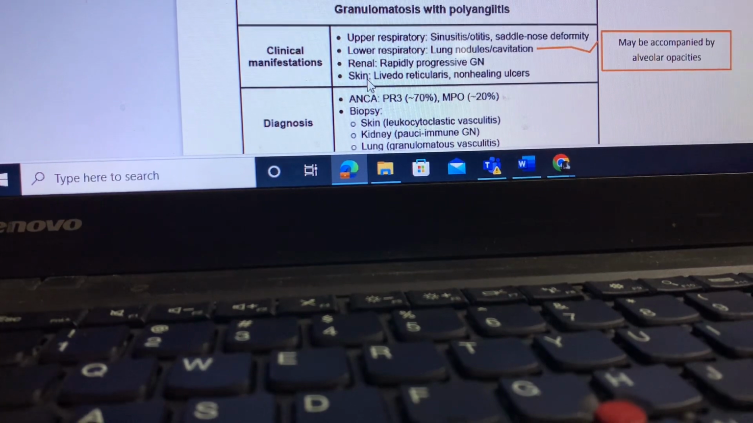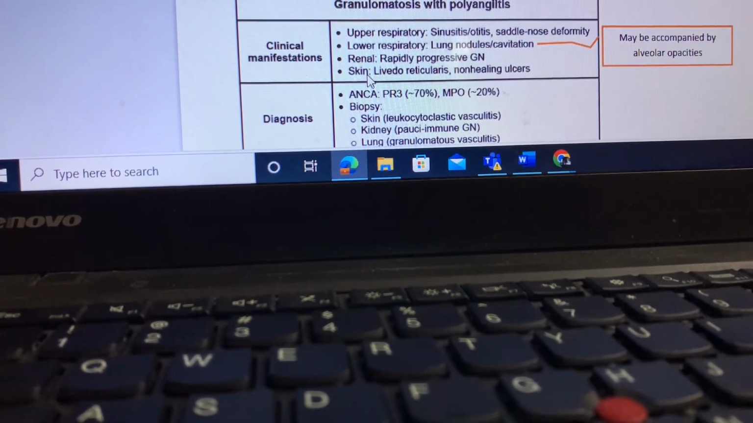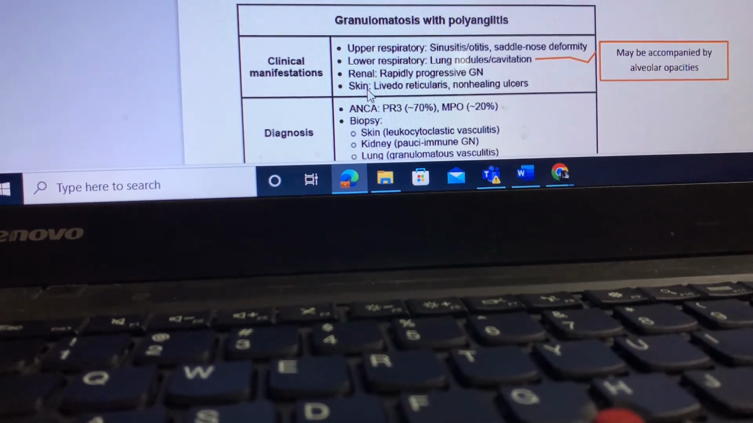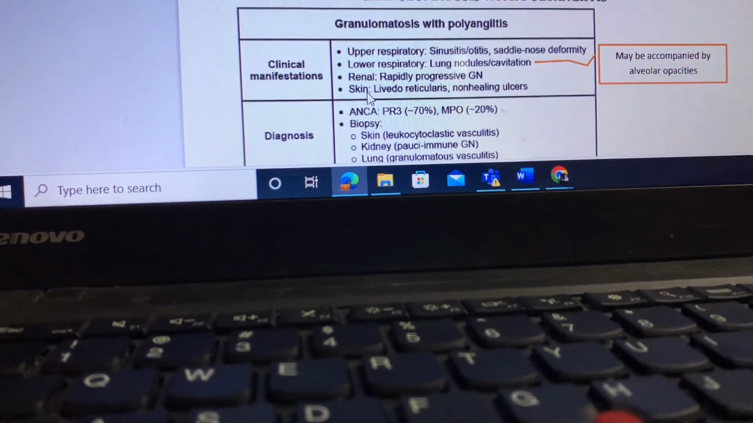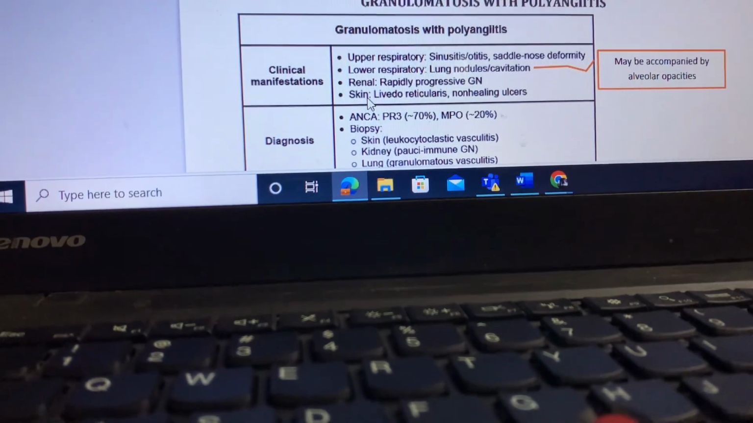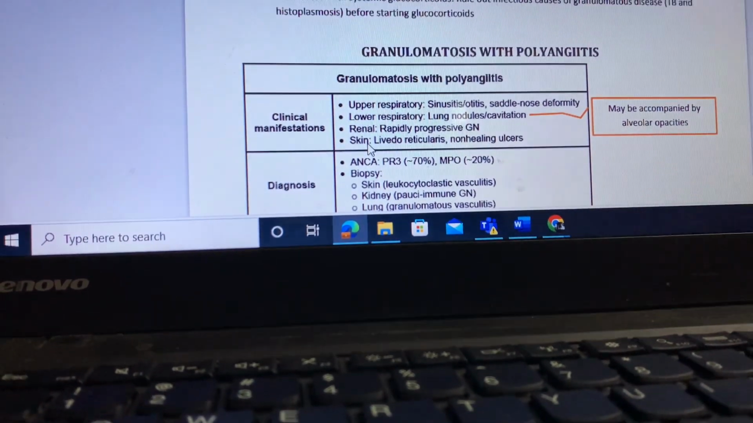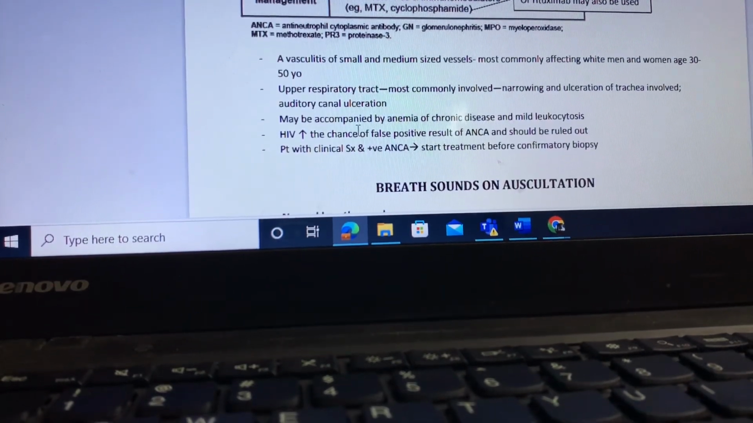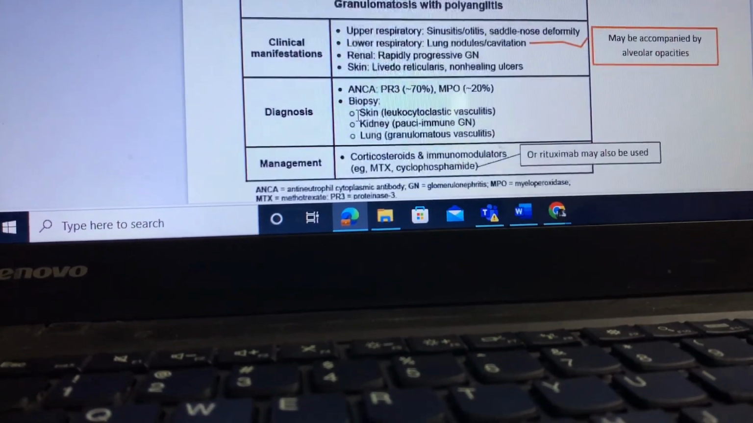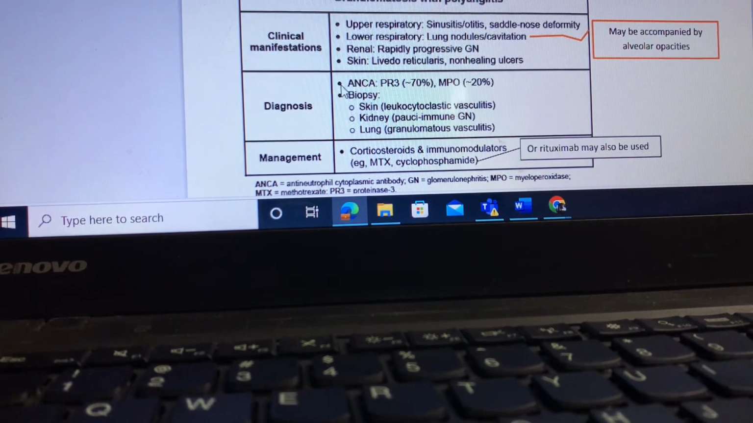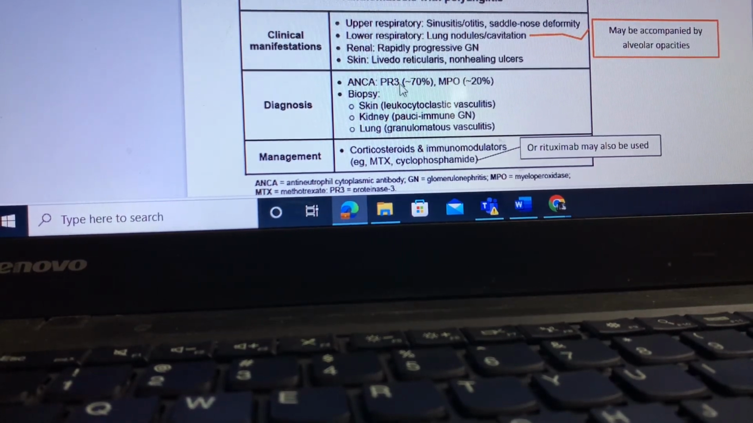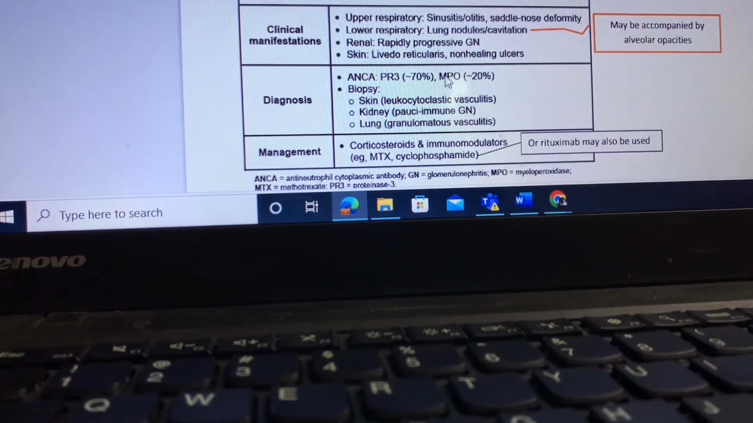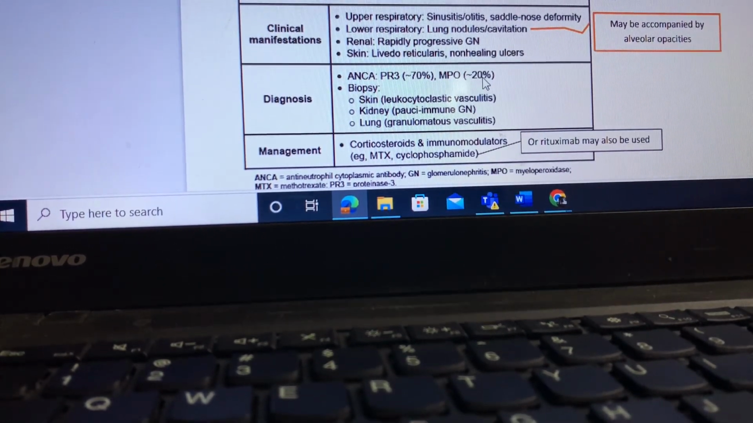So remember the nose. In the kidney, there is rapidly progressive glomerulonephritis, very important. In the skin, you can see livedo reticularis and non-healing ulcers. There can also be alveolar opacities. And what is the diagnosis? The most important thing to remember is that these patients are ANCA positive, which is mostly PR3, about 70% of the time, or MPO antibodies in about 20% of cases.